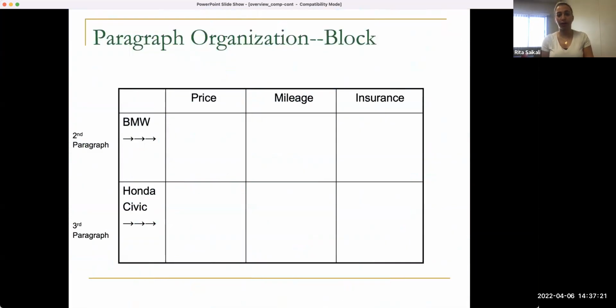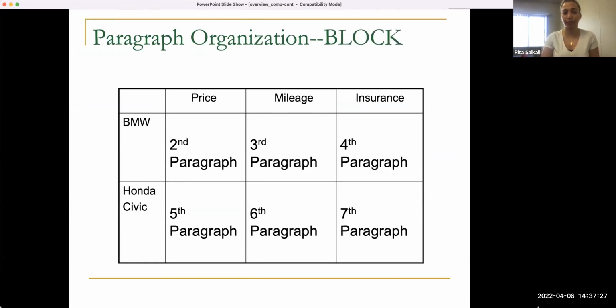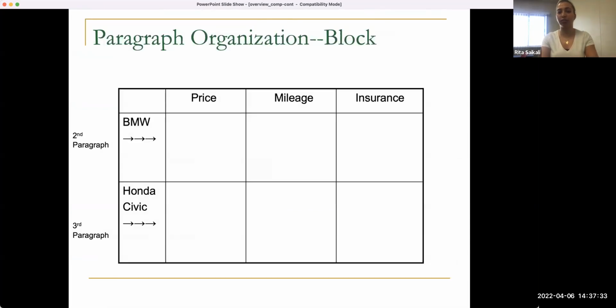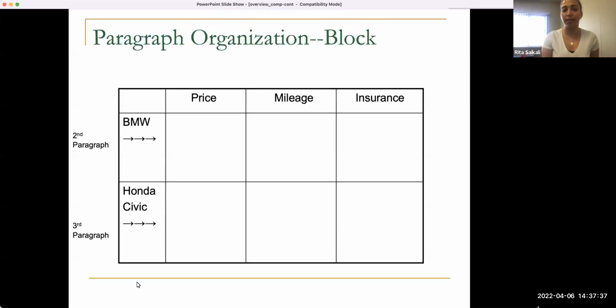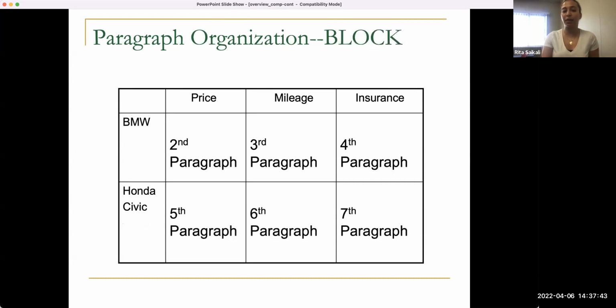Okay, so here we are. This would be the same stuff that we were talking about earlier. Okay. So the first paragraph obviously is the topic paragraph, right? It's the introduction, kind of like this one, but maybe a little more detailed. Then in the second paragraph, this is a 5-paragraph essay, right? In the second paragraph, we'll talk about price. In the third paragraph, we'll talk about mileage. And in the fourth paragraph, we will talk about insurance. Yeah?